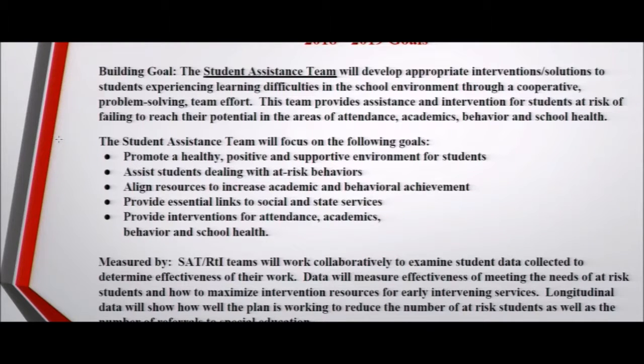So the first goal. Each of our teams has written a goal that they will work on throughout the year. We have our 4 teams. We'll start with the student assistance team. This team works diligently to develop interventions and find solutions for students that are struggling, and also for students that are maybe doing well, that we need to find a way to help them as well. If you're on the student assistance team, you spend a lot of time talking about students.